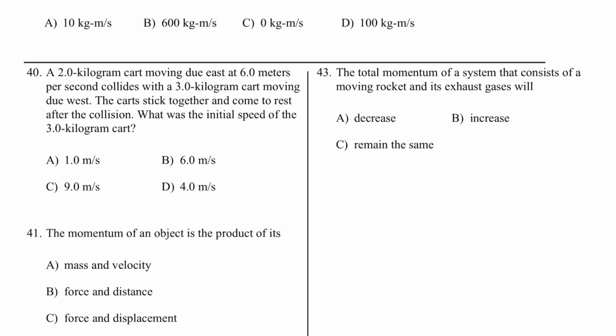40. A 2 kilogram cart moving due east at 6 meters per second collides with a 3 kilogram cart moving due west. The carts stick together and come to rest after the collision. What was the initial speed of the 3 kilogram cart?